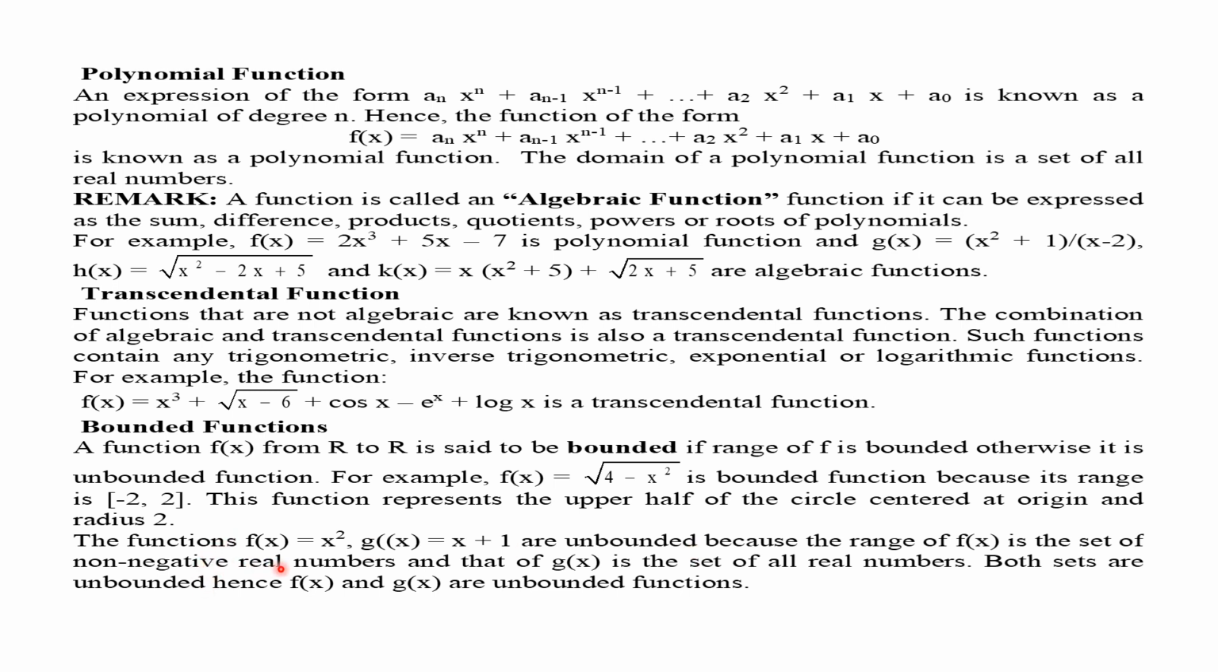The functions f of x equals x square and g of x equals x square plus 1 are unbounded functions because the range of f is the set of all non-negative real numbers, and that of g of x is a set of all real numbers. Both sets are unbounded, hence f of x and g of x are unbounded functions.